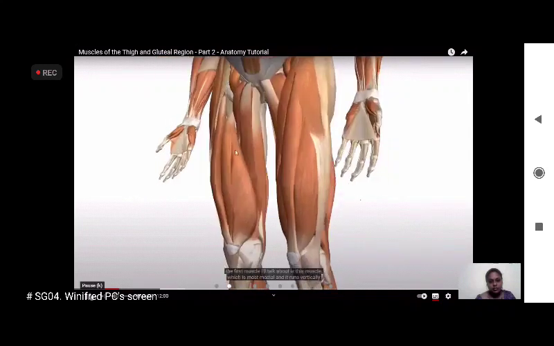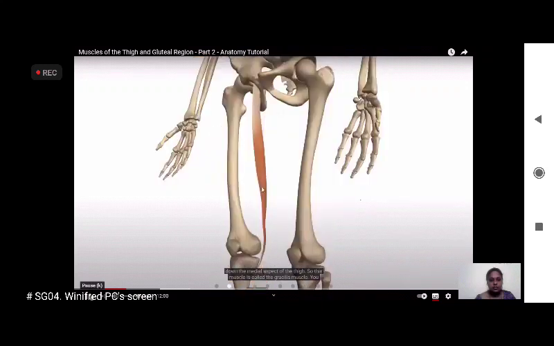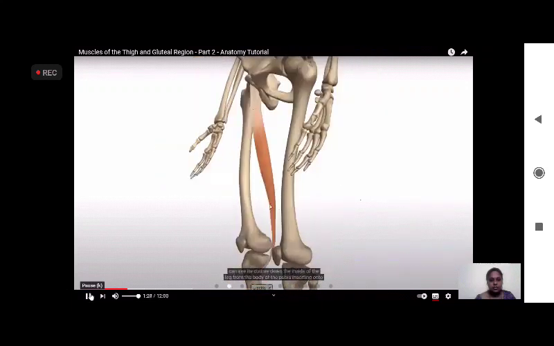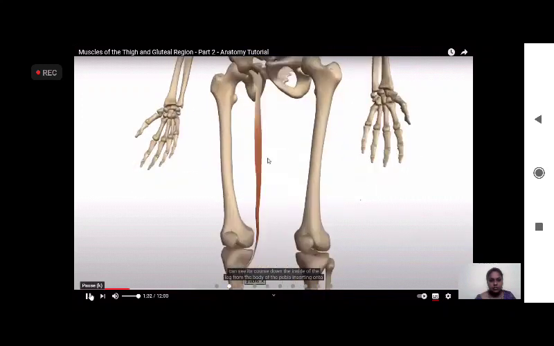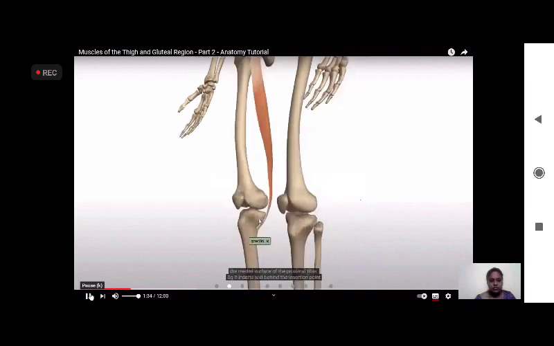So the first muscle I'll talk about is this muscle, which is most medial, and it runs vertically down the medial aspect of the thigh. This muscle is called the gracilis muscle. You can see its course down the inside of the leg from the body of the pubis, inserting onto the medial surface of the proximal tibia. So it inserts just behind the insertion point of the sartorius. This muscle adducts the thigh and it flexes the knee.